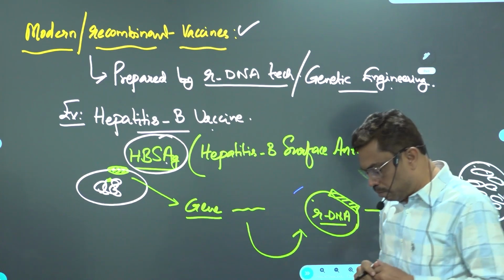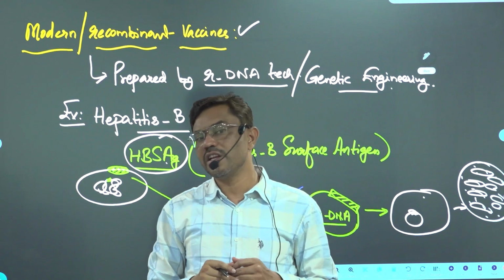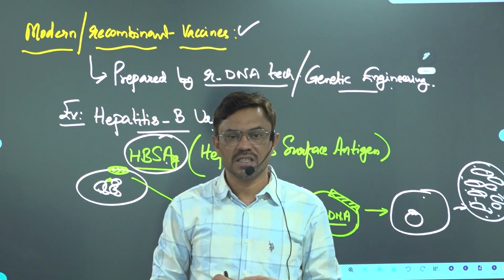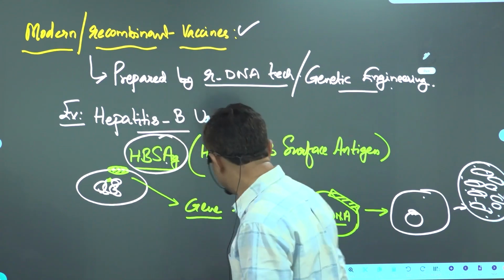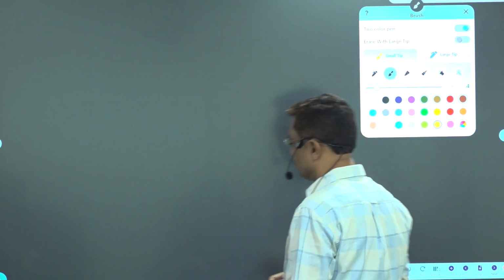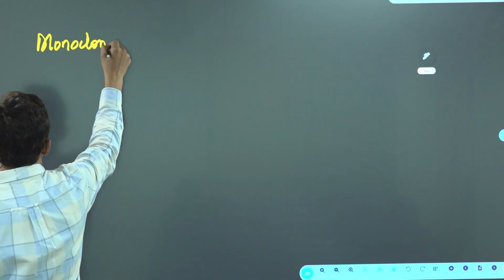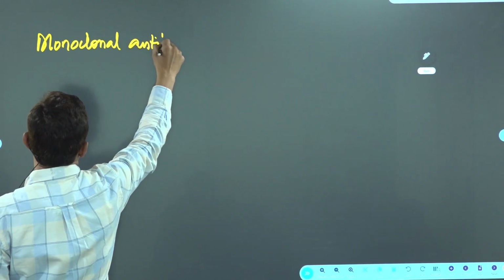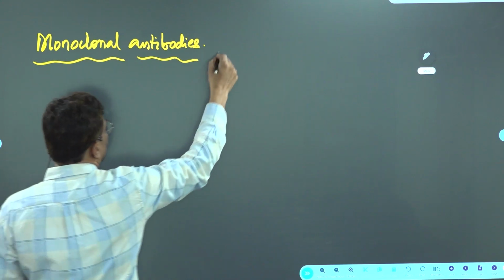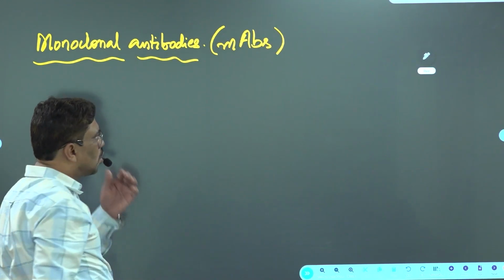So simply remember, by this biotechnology process, we can produce various types of traditional and modern vaccines. Clear? Alright. And the next one is monoclonal antibodies. Monoclonal antibodies can be represented as MAbs.